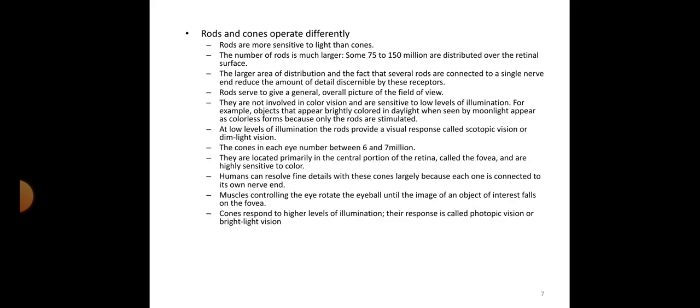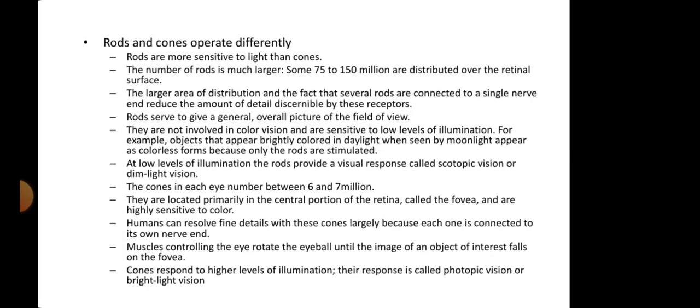Here rods and cones operate differently. Rods are more sensitive to light than cones. The number of rods is much larger, some 75 to 150 million distributed over the retina surface. The larger area of distribution, and the fact that several rods are connected to a single nerve end, reduce the amount of detail discernible by these receptors.